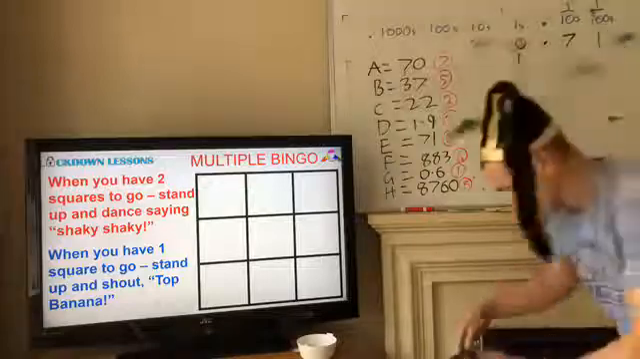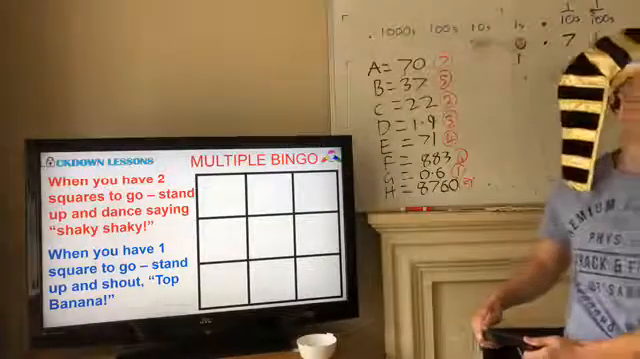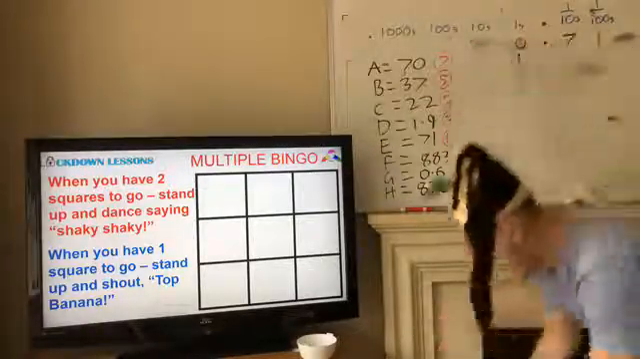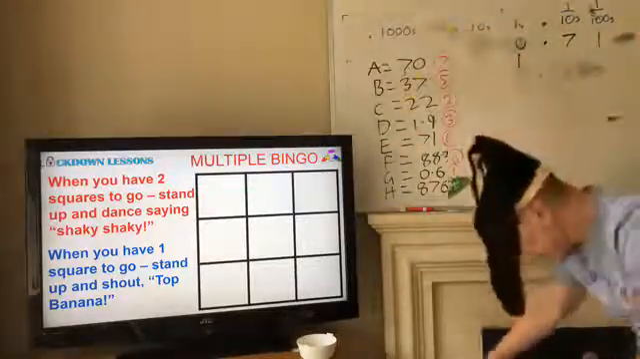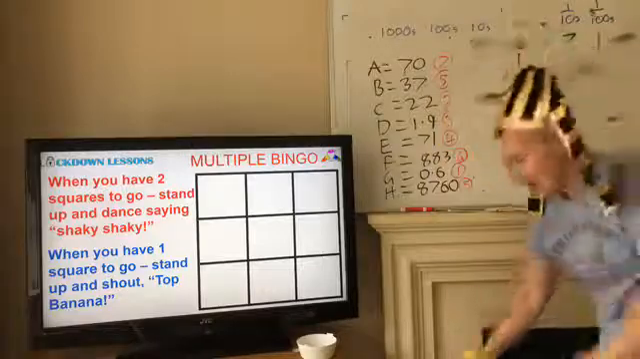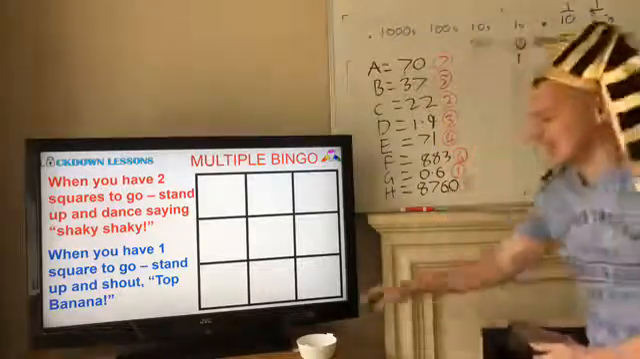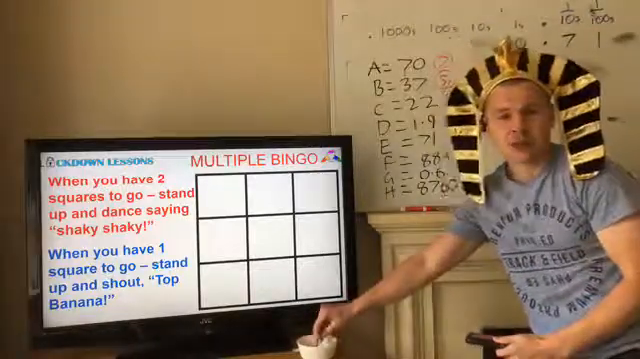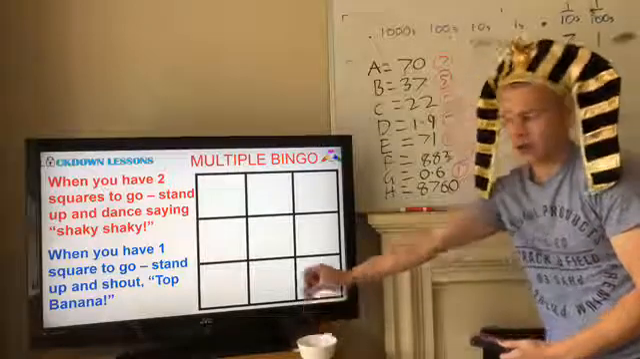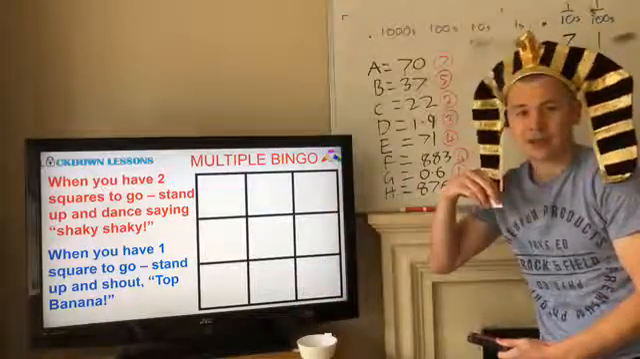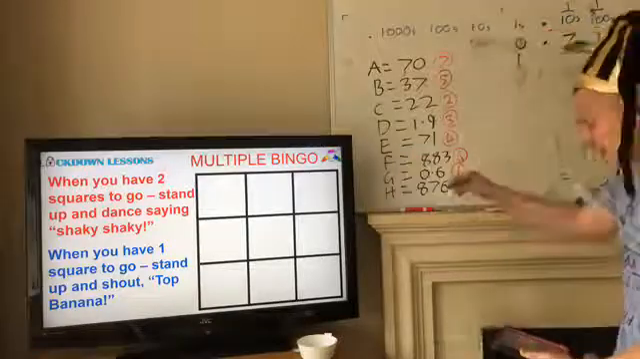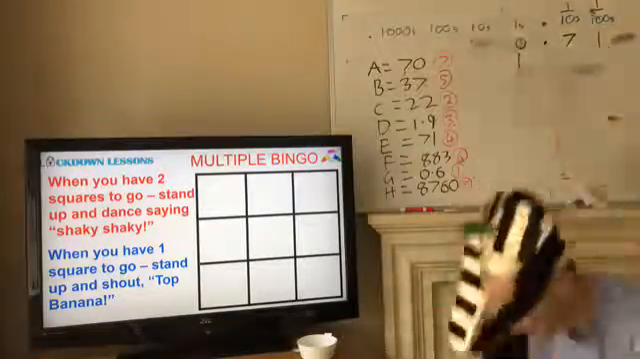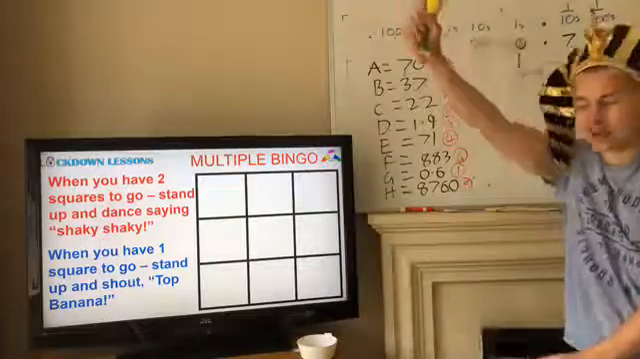A shaky shaky from Patrick. Have we got any more shaky shakies? Top banana! We got a top banana. Another top banana as well. Oh, goodness me. It's getting tense. Could this number bring joy to you, to your bingo journey? Here we have it. 4 times 6. Top banana, Patrick! We have a top banana for Patrick.